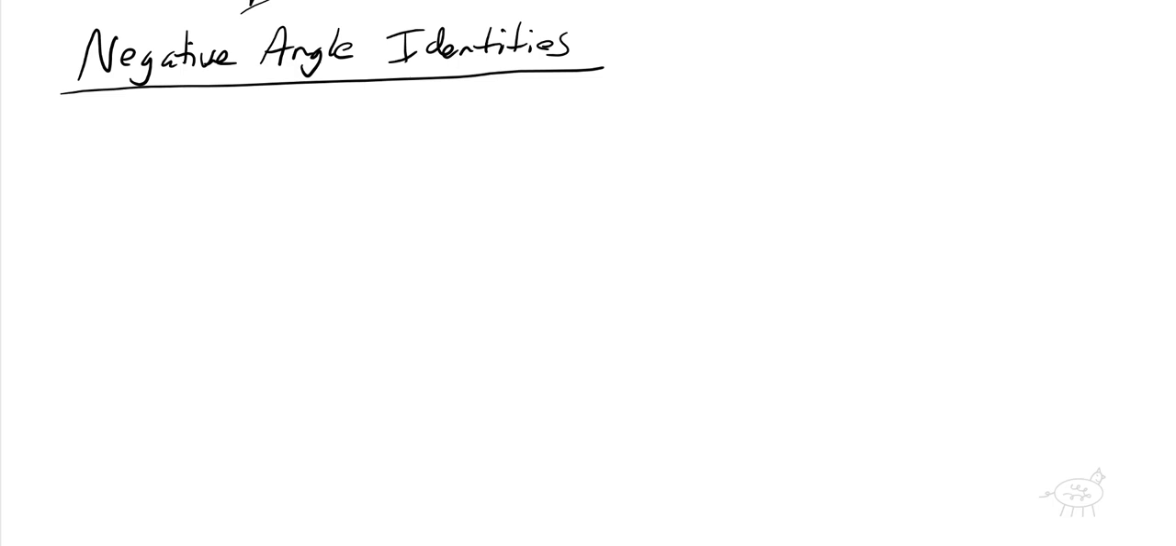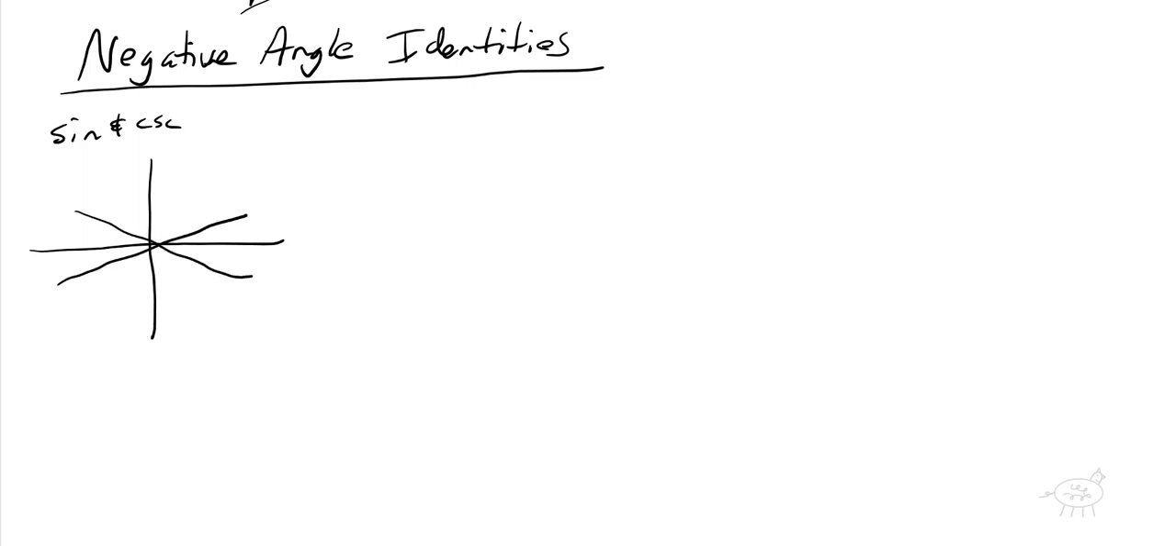All right, so for negative angle identities, I'm going to do basically three examples. The first one I'm going to do is sine and cosecant, because they go together, right? If one is negative, the other one's negative, because sine and cosecant are just reciprocals of each other. So I'm going to draw a nice little picture here, and I'm going to sketch four locations. This is going to be pi over 6. I'm going to refer to this as negative pi over 6. This is going to be 5 pi over 6, and this is going to be negative 5 pi over 6.